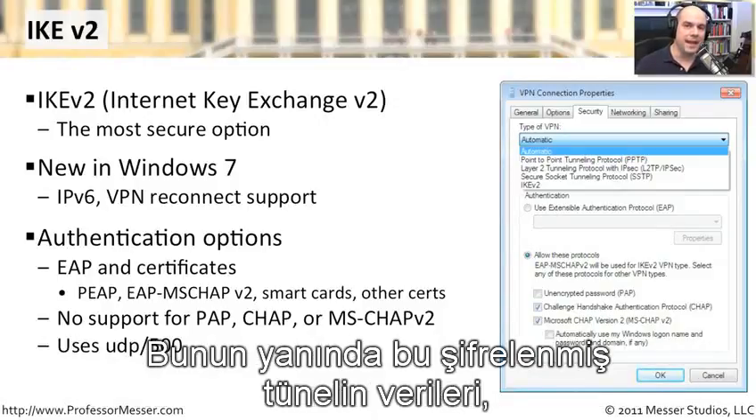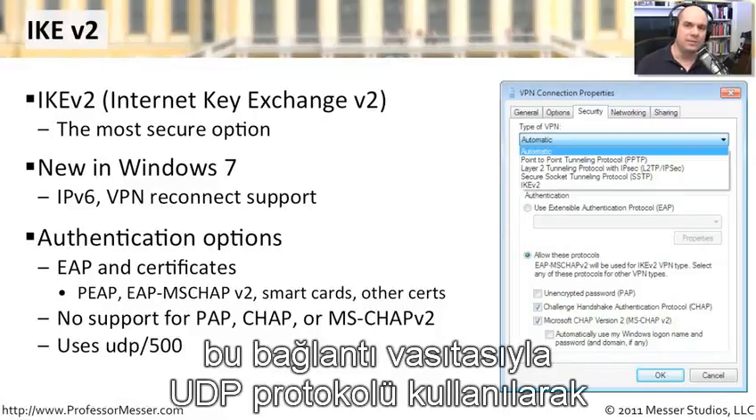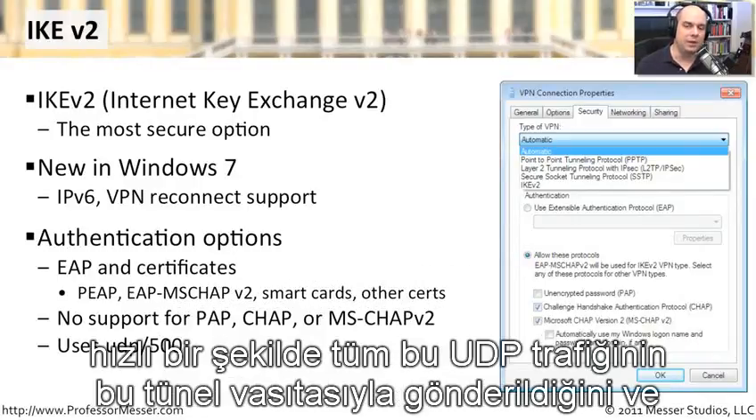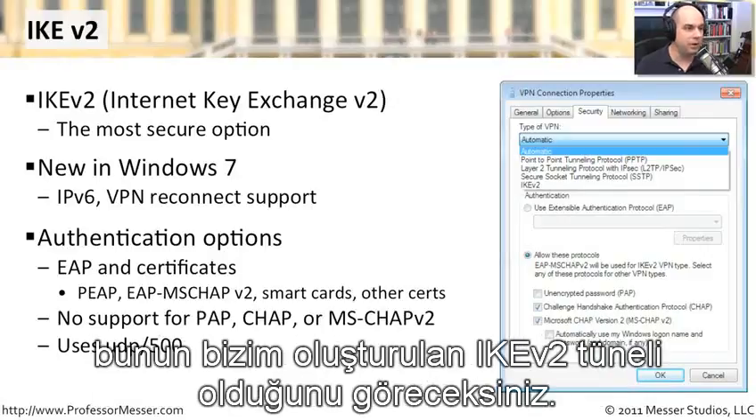You'll also notice that that encrypted tunnel is going to send all of that data through the link using the UDP protocol over port 500. So if you go in and look at a protocol decode, you'll be able to see pretty quickly all of that UDP traffic going over that tunnel, and you'll know that that is your IKE v2 tunnel.